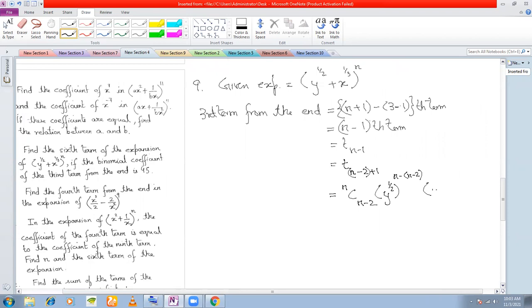Excuse me, sir. So how will we get n minus 2? Because see, this is T n minus 1. This must be equal to r plus 1. We have to write this in terms of r plus 1. So that is why, because we have to get this 1 here, we write it n minus 2. Okay, yes, I got it.